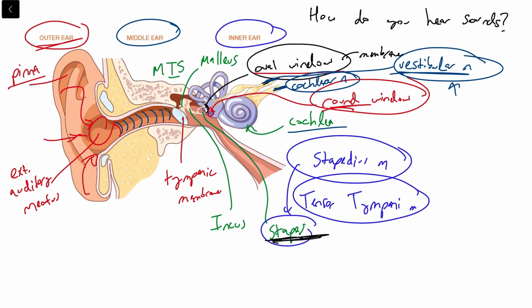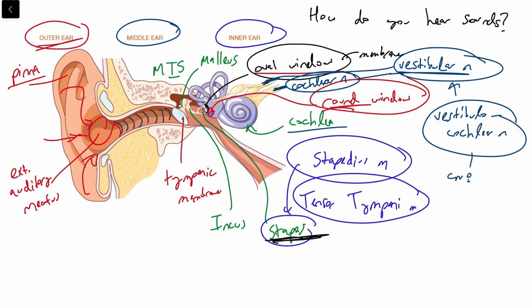And together, these two guys actually come together. So this is a little fun fact. These two nerves come together to form the vestibulocochlear nerve. And this guy is actually one of your cranial nerves, specifically cranial nerve 8. So this is a nerve that literally comes directly off the brain itself. It's a pretty interesting nerve that you will study a lot in anatomy.